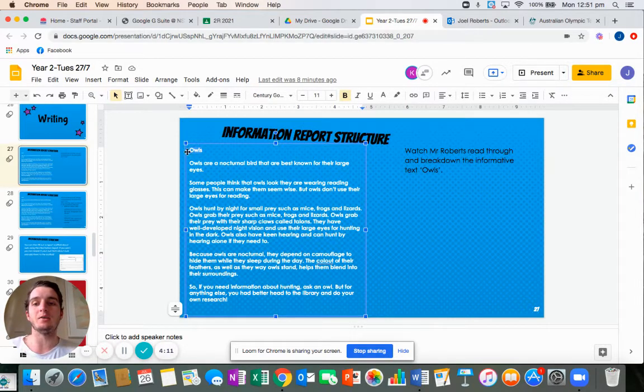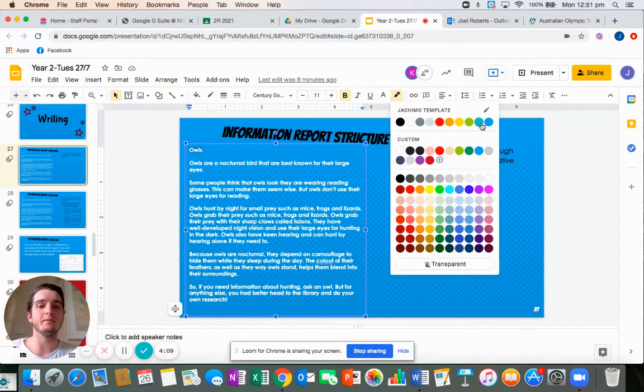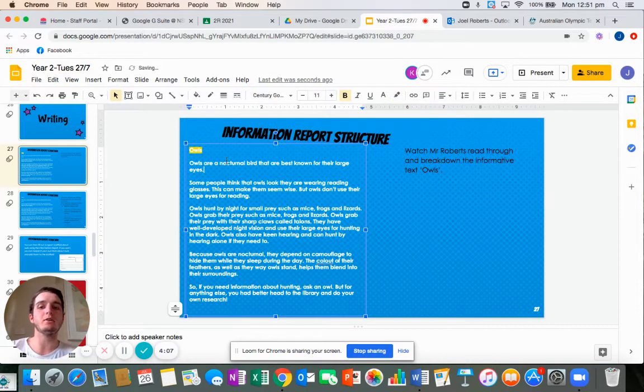So firstly, you can see we have this part. It says owls. I'm going to highlight that blue. No, that's going to blend in with the screen. Yellow. Owls. That's our title. Okay? Immediately we see that and we know exactly what this informative text is going to be about. It is about owls. Next part says owls are a nocturnal bird that are best known for their large eyes.